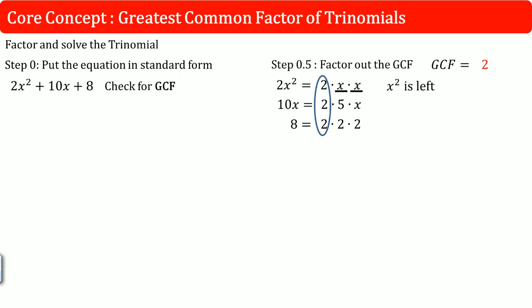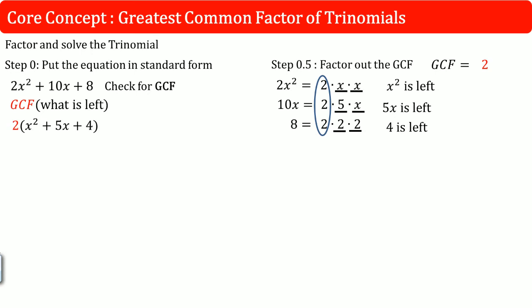Once you pull out the factor of 2, 5x was left from the 10x, and a 4 was left from the 8. Now, when we pull it out, it becomes the GCF, parentheses, what is left. So 2 was pulled out, which is the greatest common factor, parentheses, x squared plus 5x plus 4. Notice that the inside now is a very good polynomial because we can actually factor it. This is considered to be the new standard form. This is when we pull out the greatest common factor.